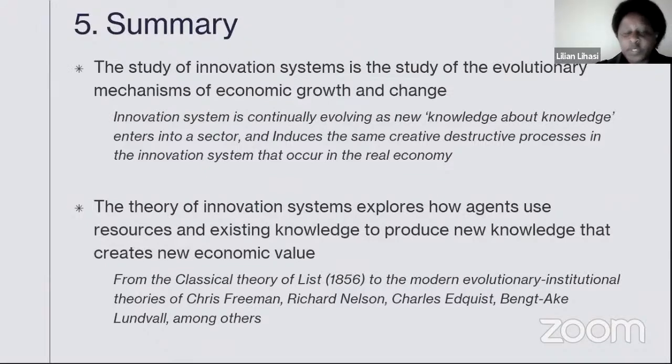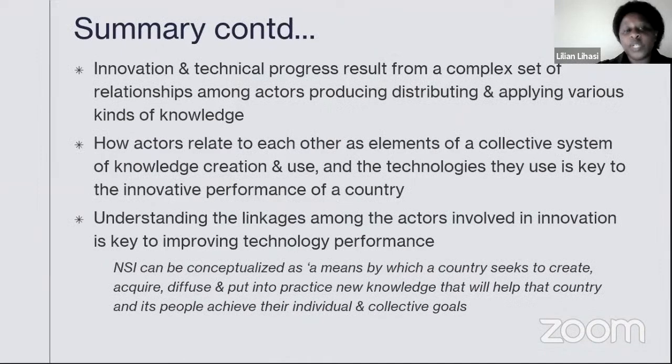The theory of innovation systems explores how more agents use resources and existing knowledge to produce new knowledge and create a new economy. Innovation and technical progress result from a complex set of relationships among actors producing, distributing and applying different kinds of knowledge. How actors relate in each of these elements as a collective system will determine the innovative performance of that country and of that firm. Therefore, it is important that we understand the linkages among actors involved in an innovation system, which is key to improving technology performance.